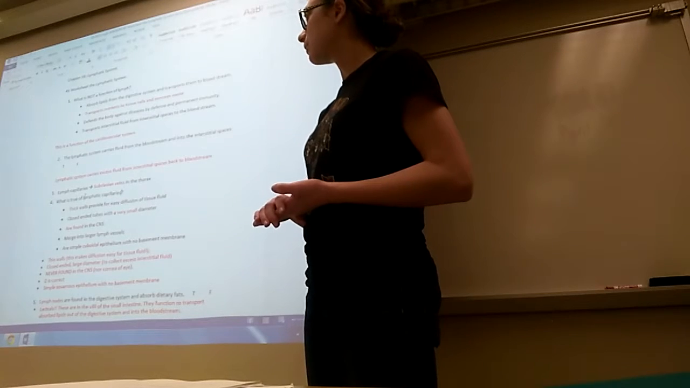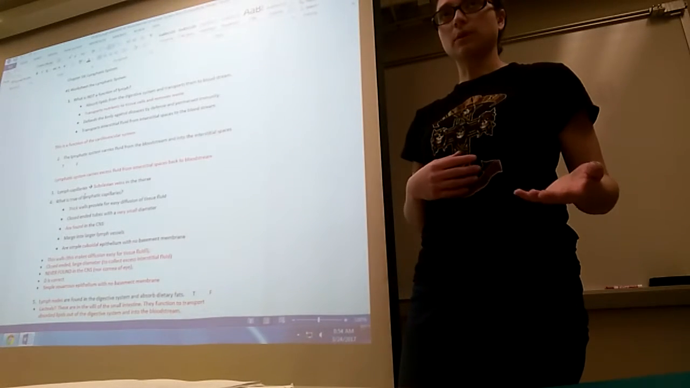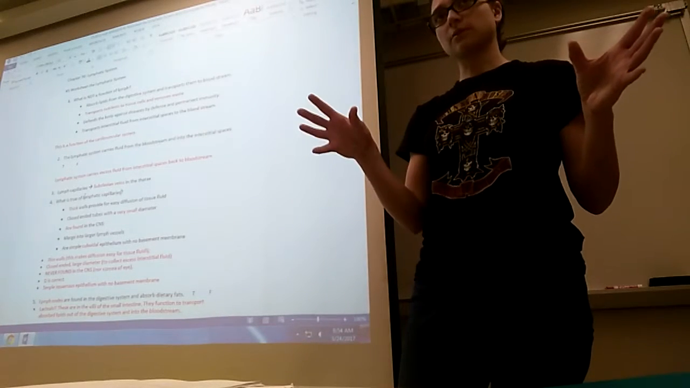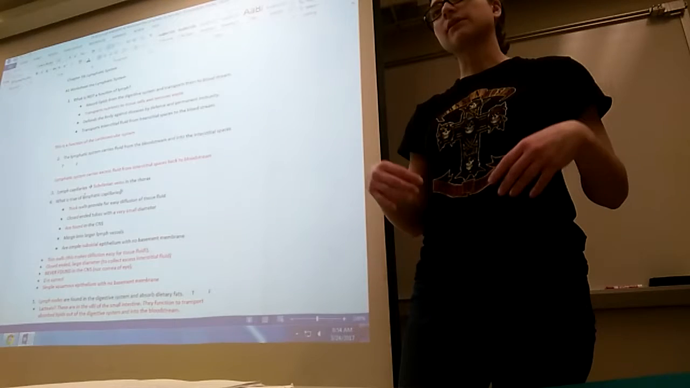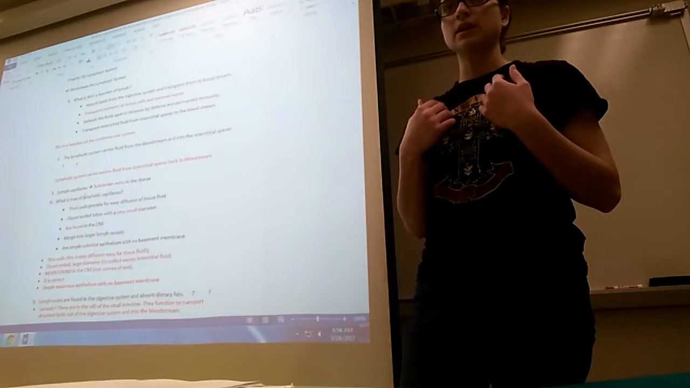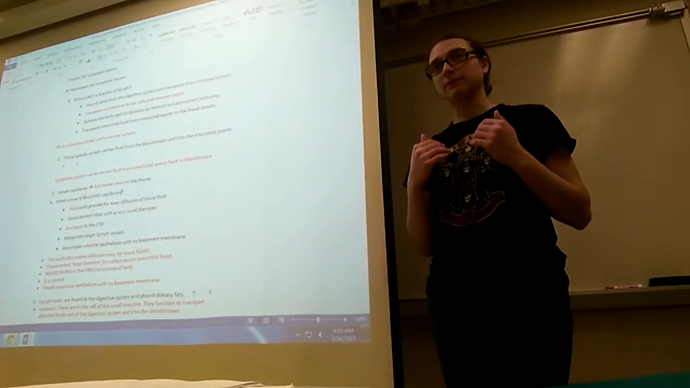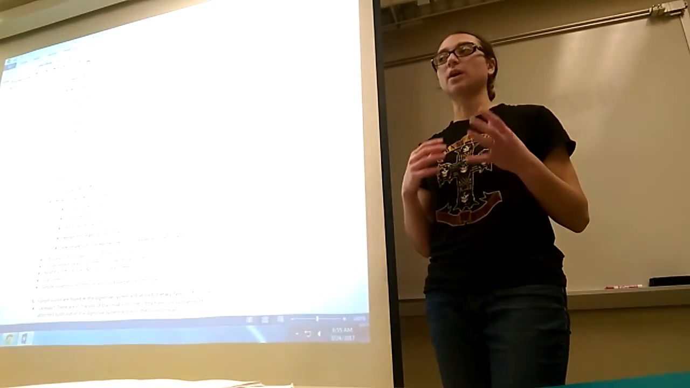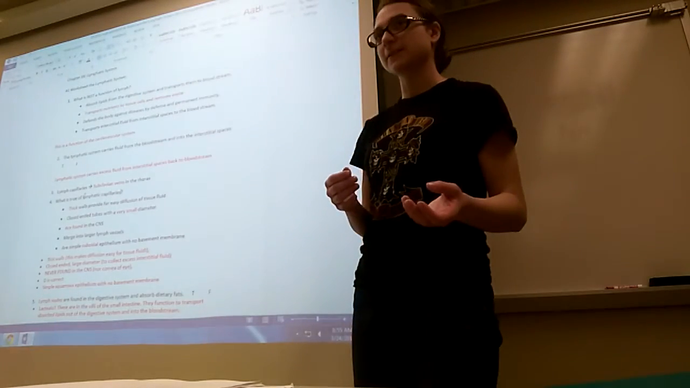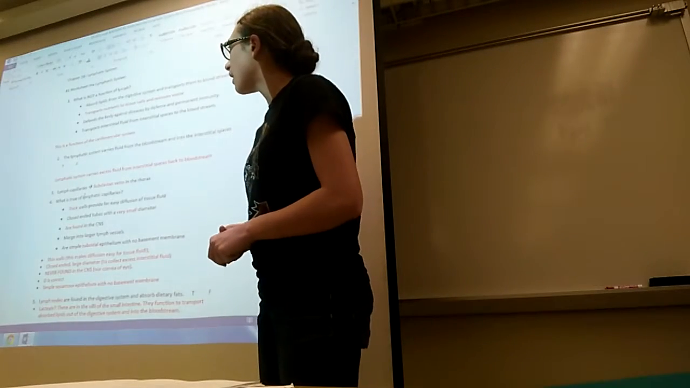Lymph also defends the body against diseases. This is with immunity, because you have the lymphatic system and the immune system. If you think about it, the lymphatic system is like the location of your lymph nodes and the anatomy of it, but the immune system is like the physiology, like what does the lymphatic system do? Does that make sense? Okay. So it defends the body.